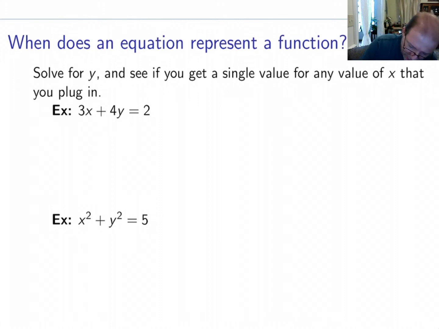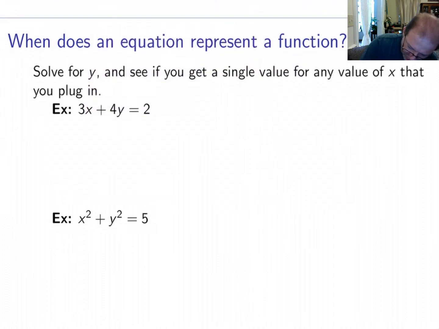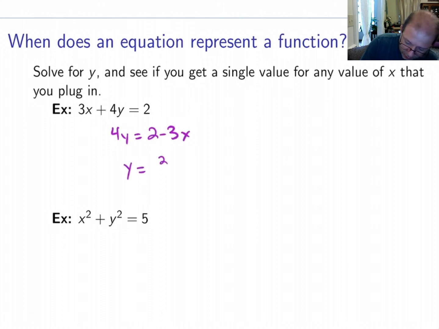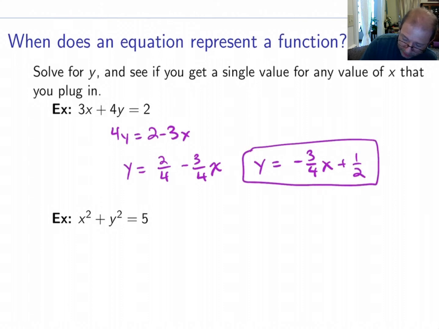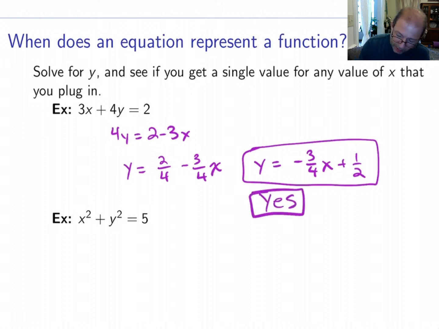Now this equation, if I solve it for y, I get 4y is 2 minus 3x. Divide everything by 4, I get y equals 2 over 4 minus 3 over 4x. And I would probably rewrite that as y equals negative 3/4 x plus 1/2. So I've solved that out for y. And notice for any value of x that I plug in here, it's only going to give me a single value of y. So is this a function? Yes. That one is a function.